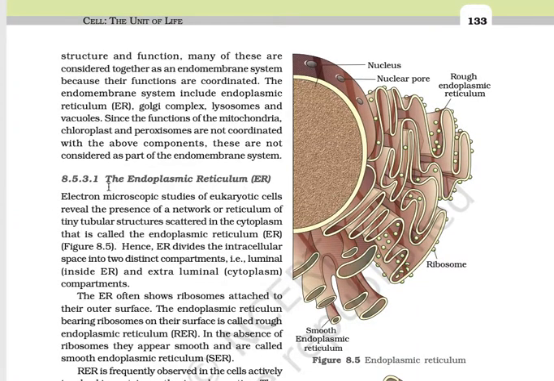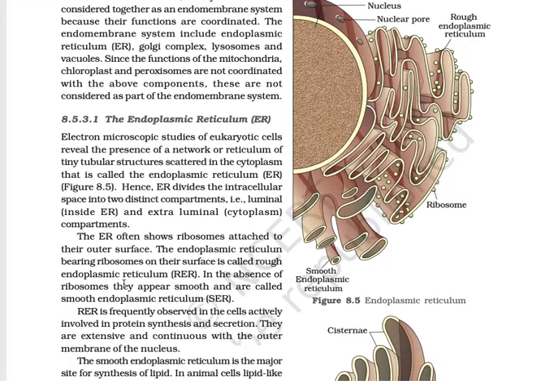Endoplasmic reticulum (ER). Electron microscope studies of eukaryotic cells reveal the presence of a network or reticulum of tiny tubular structures scattered in the cytoplasm that is called the endoplasmic reticulum. Hence, ER divides the intracellular space into two distinct compartments, that is, luminal inside ER and extraluminal cytoplasmic compartments. The ER often shows ribosomes attached to the outer surface. The endoplasmic reticulum bearing ribosomes on the surface is called rough endoplasmic reticulum. In the absence of ribosomes, they appear smooth and are called smooth endoplasmic reticulum.